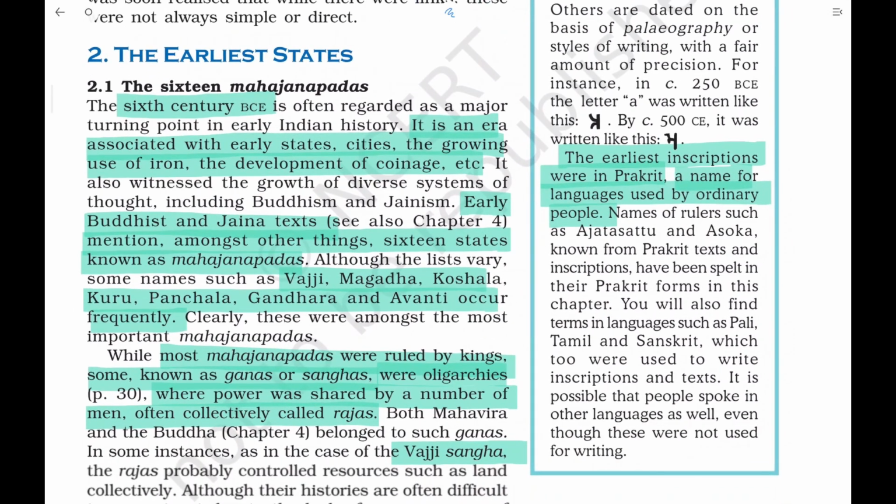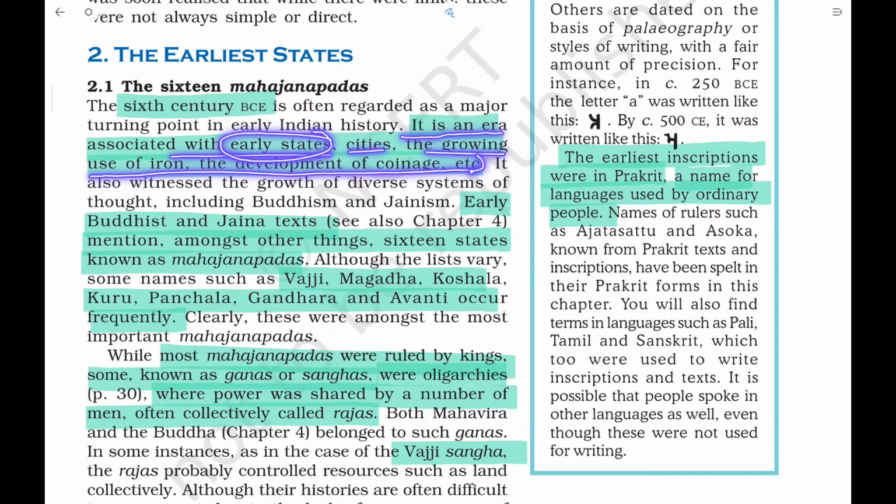Now there is reference to the 16 Mahajanapadas. What were the various Mahajanapadas? This phase included the formative stage of the states. Why am I saying formative? Because it was the early stage when the states were created. This Mahajanapada period is associated with political change. There was the emergence of the first empire, and centralizing impulses were seen. It is an era associated with early states, cities, the growing use of iron and the development of coinage.